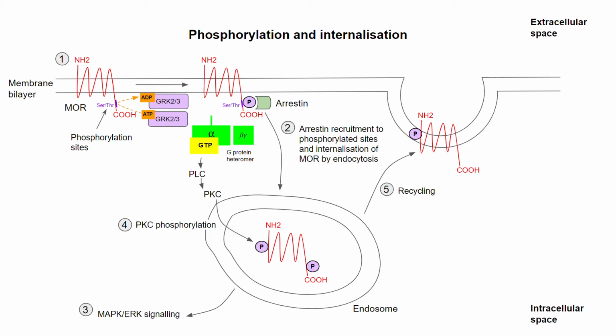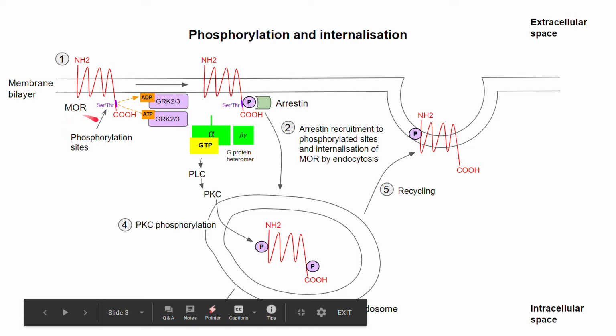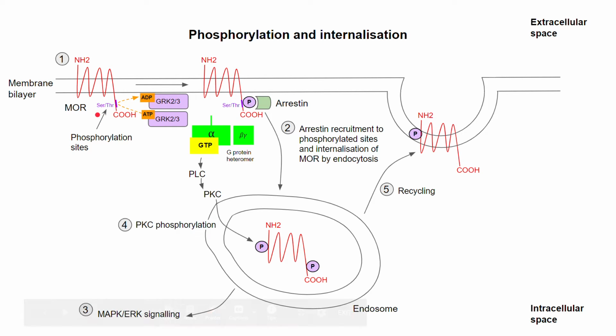There are also other pathways triggered by the activation of the mu-opioid receptor, for example, phosphorylation. So the mu-opioid receptor contains serine and threonine, which contain accessible hydroxyl groups, so they can be phosphorylated by these G protein receptor kinases, so either 2 or 3. And there are many others, but this is just the one in the example. And this leads to recruitment of arrestins, which are proteins which bind to these phosphorylated regions.